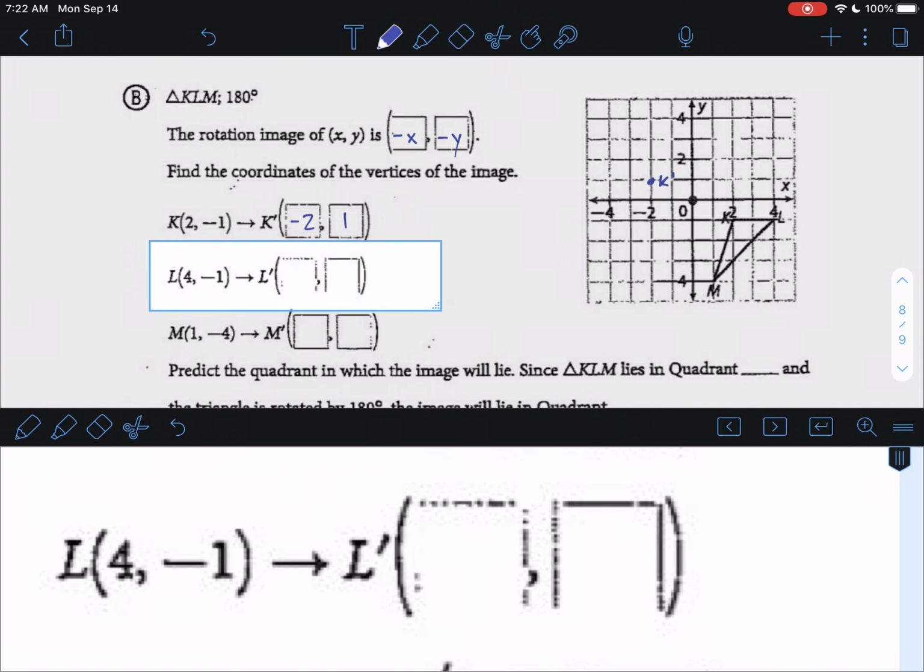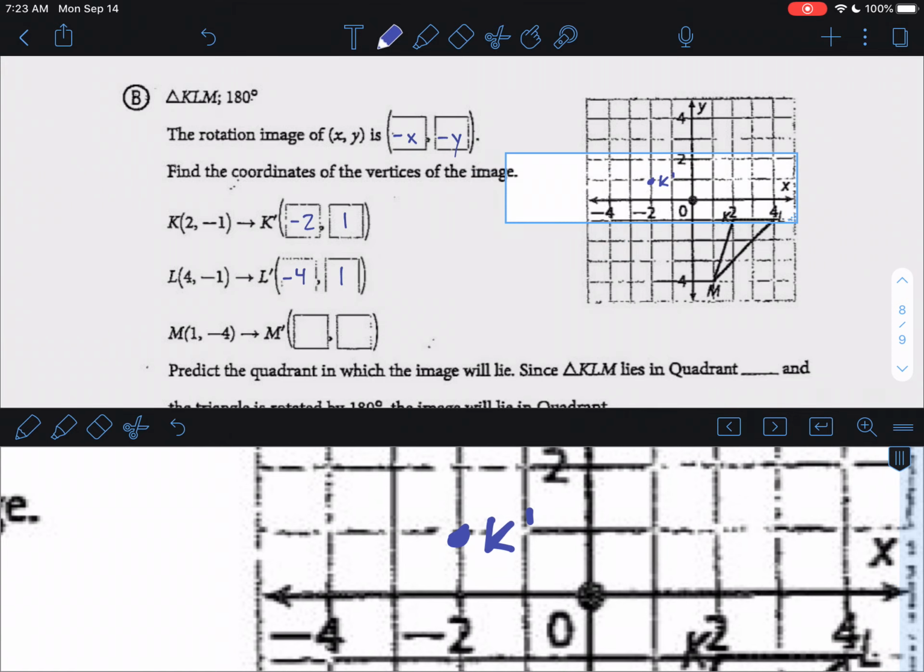All right, up next, I have the point L, which is at (4, negative 1). And again, I just make both of them negative. So 4 turns into negative 4. Negative 1 turns into positive 1. So the point L prime is going to be at (negative 4, 1). And that's my L prime.